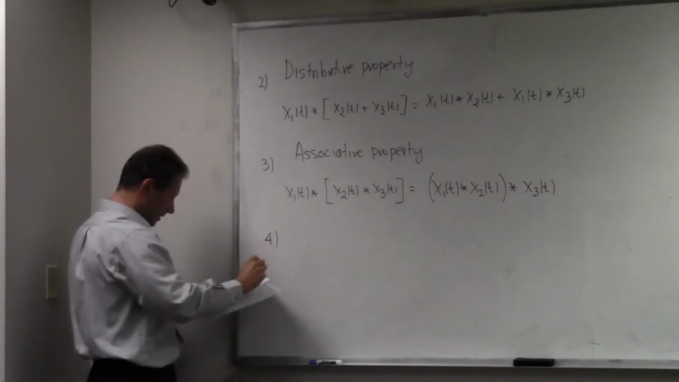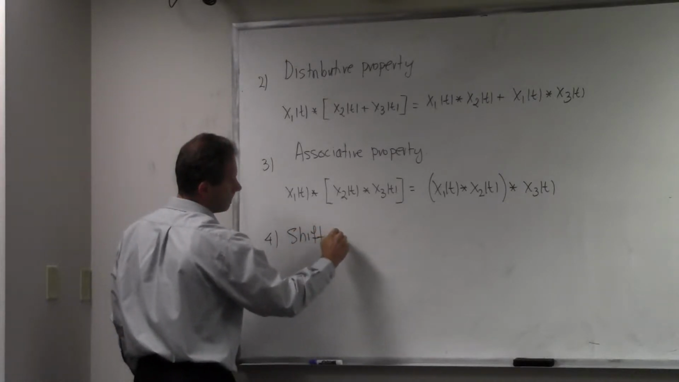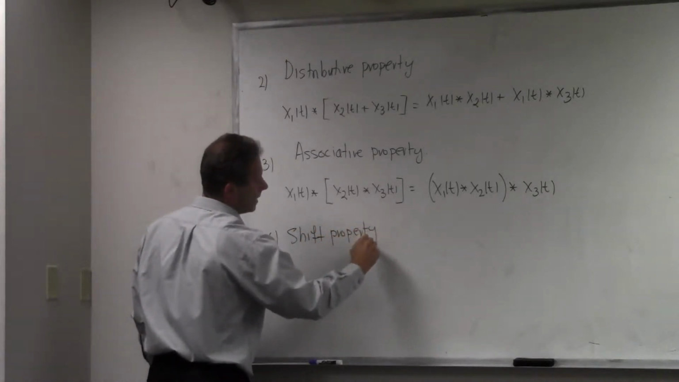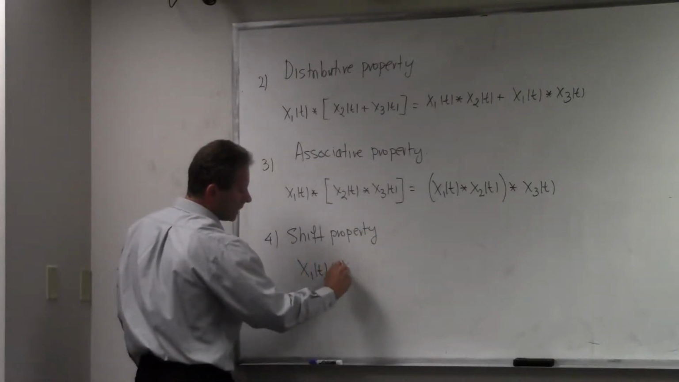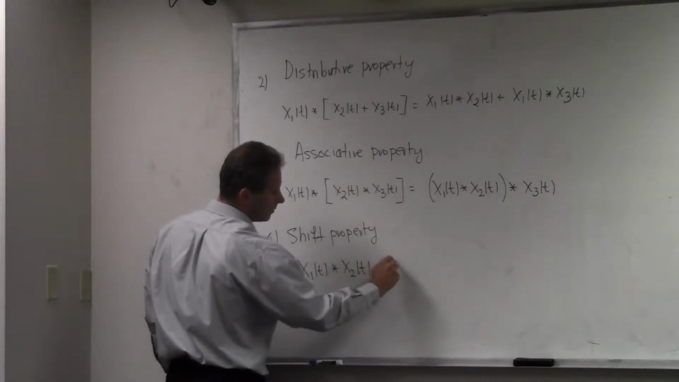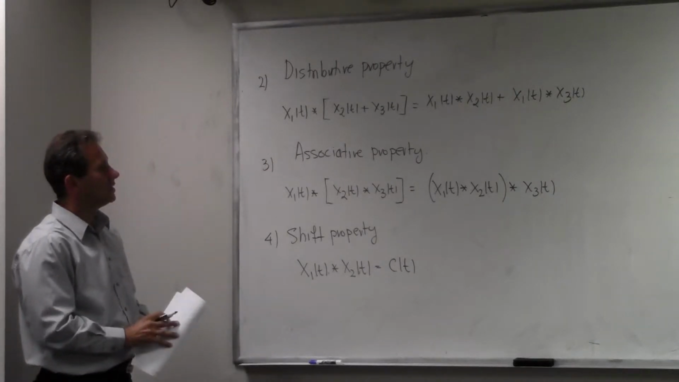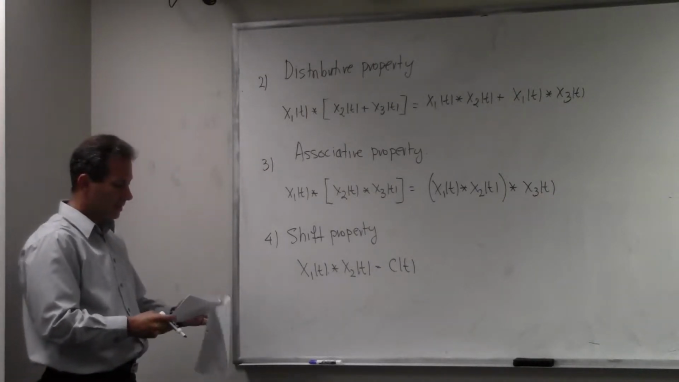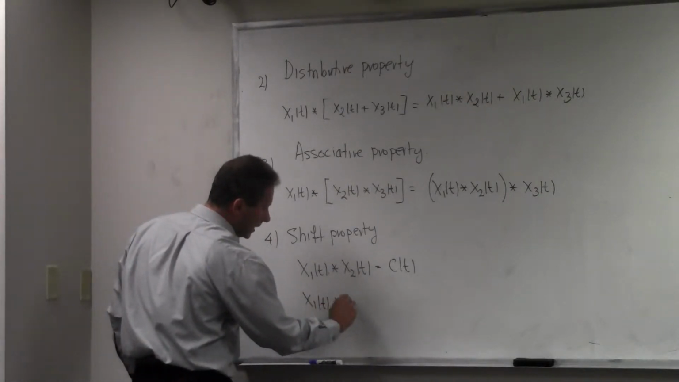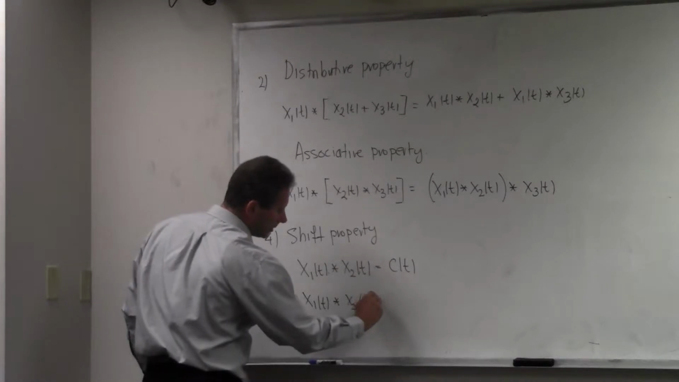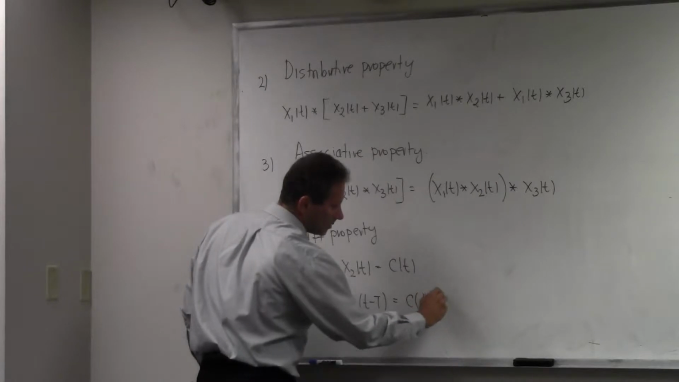Fourth property is shift property. Now, consider that I have two signals, x1 of t convolved with x2 of t, and the result of that convolution is c of t. What happens if one of the signals is delayed by some capital T? So for example, if I take now x1 of t convolved with x2, but delayed by capital T, the result is c of t minus capital T.